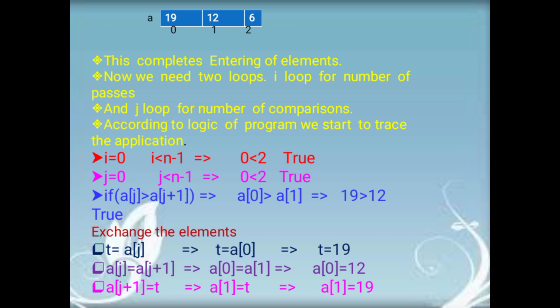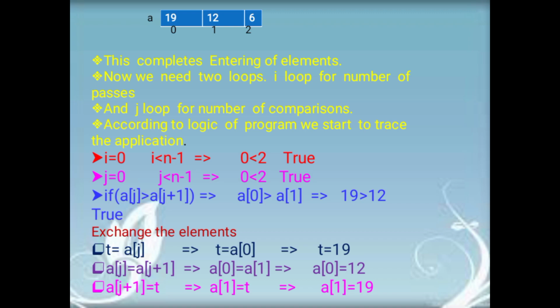Okay, j is equal to 0. j is less than n minus 1. 0 is less than 2. Yes, true. Now check the condition. The condition is: if A of j is greater than A of j plus 1, it means the first element is greater than the second element. In A of 0 position, we are storing the 19 element. In A of 1 position, we are storing the 12 element. 19 is greater than 12? Yes, it is true. So the condition is true.